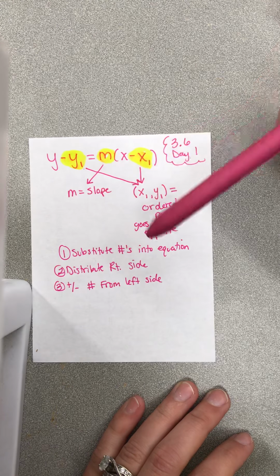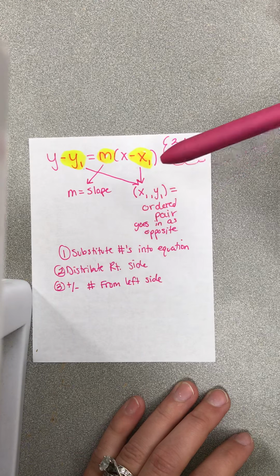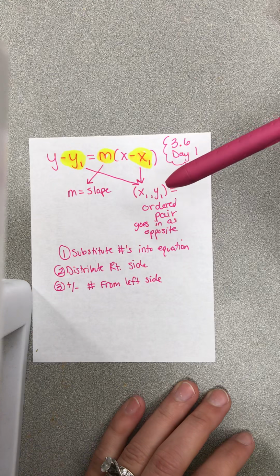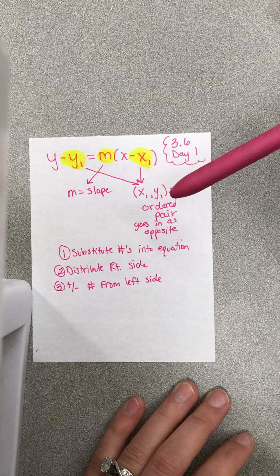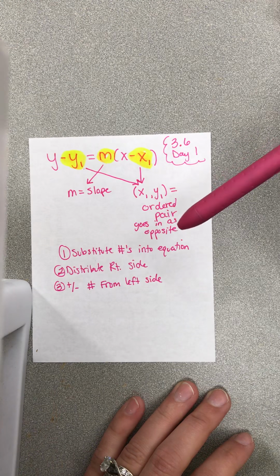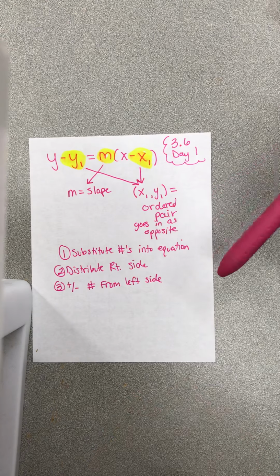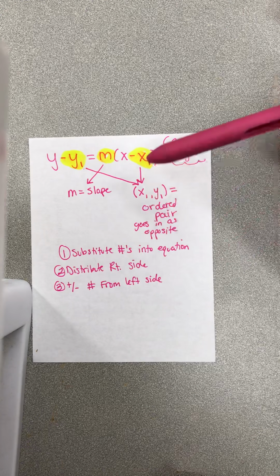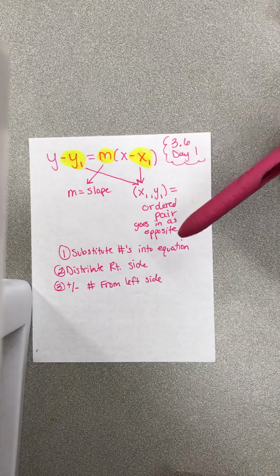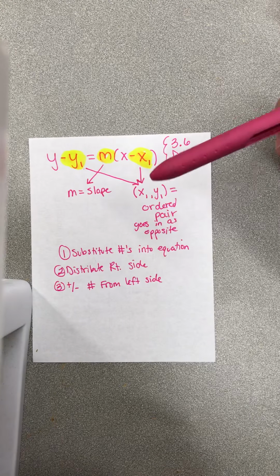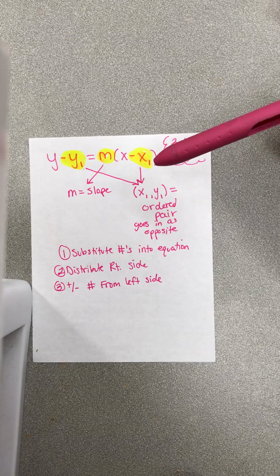Your m is the number that's your slope. Your x1, y1 is an ordered pair that you're given, and the ordered pair goes in as the opposite sign. So if my x value was positive, it would go into the formula as negative, whereas if my x value is negative, it would go into the formula positive.